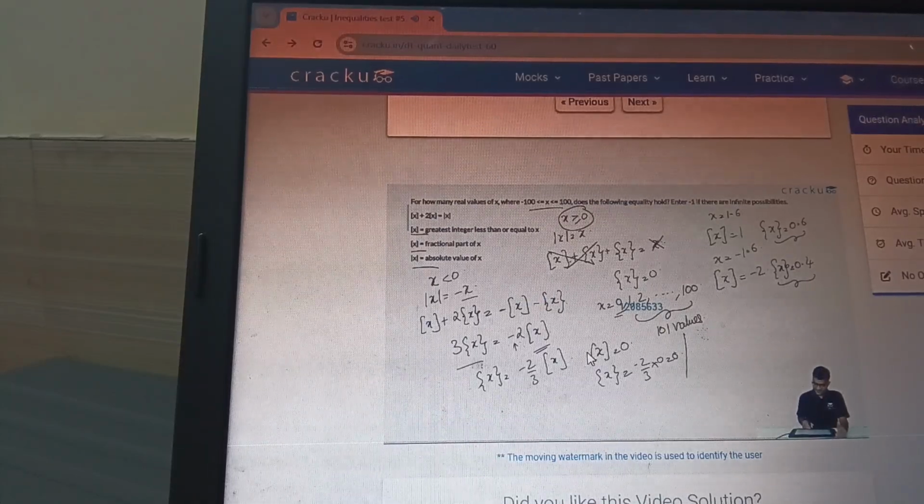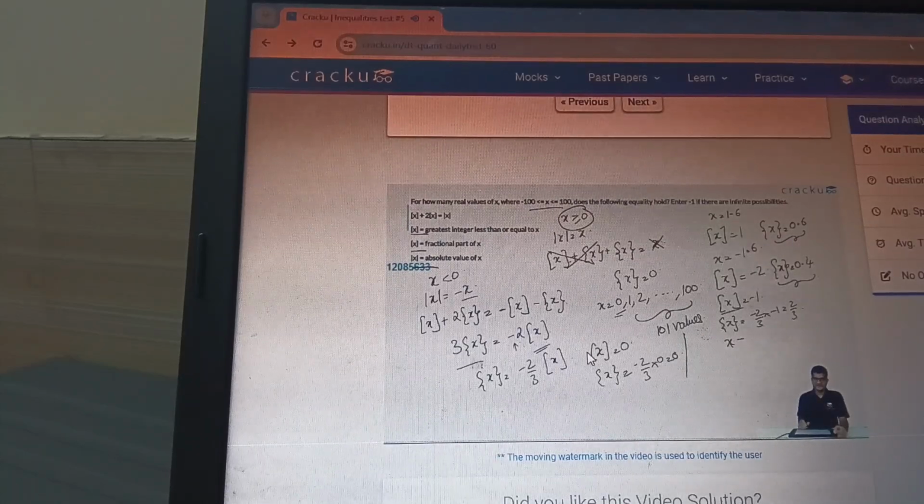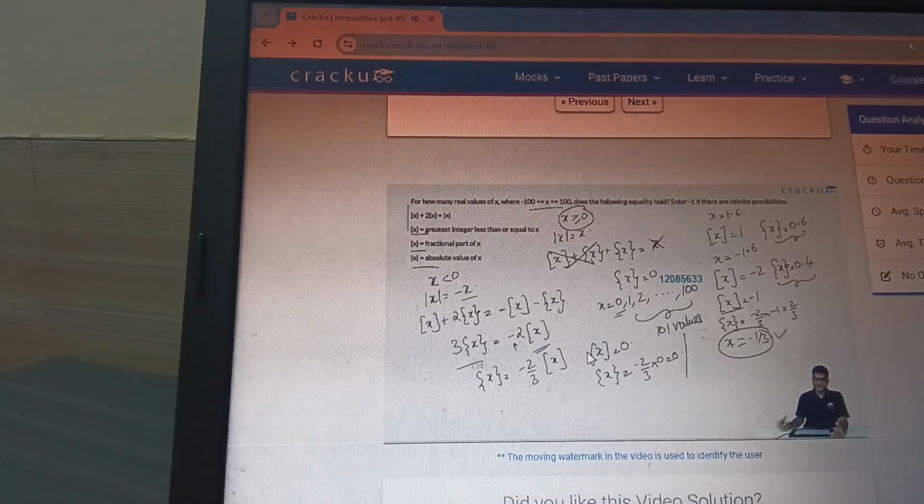Next we will consider the value of the integer part of x to be minus 1. In that particular case, the value of the fractional part of x will be minus 2 by 3 into minus 1, which is equal to 2 by 3. Or the value of x, which is equal to the greatest integer which is less than or equal to x plus the fractional part of x, will be minus 1 by 3. This also is a valid solution.